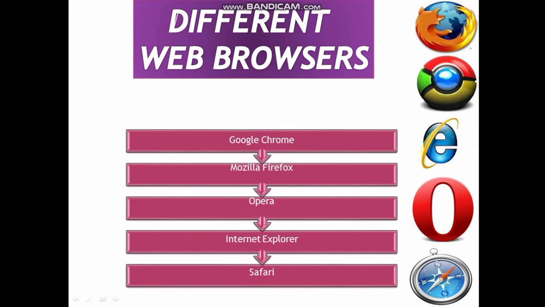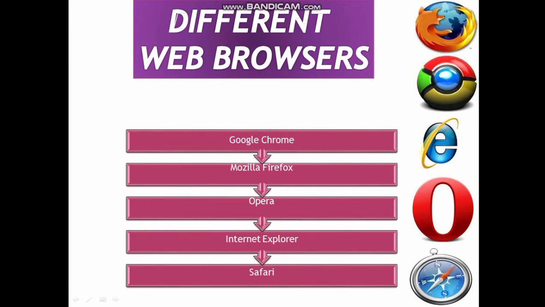Then we have Mozilla Firefox, and which icon is for Mozilla Firefox? Right, this one, the top one. Then we have Opera Mini, and which one is for Opera Mini? Right, this one is for Opera Mini. As you can see, O for Opera.